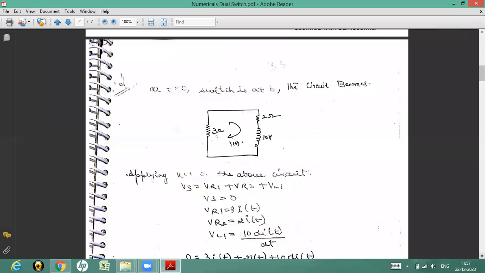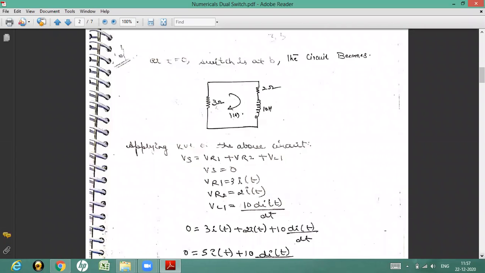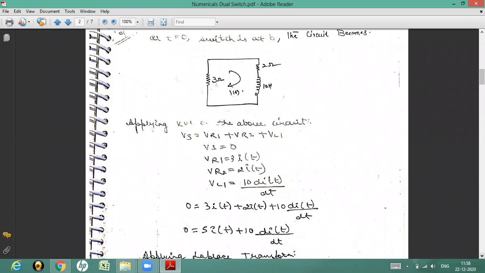Similarly, VR2 becomes 2 i(t), and VL1 is equal to L di/dt, that is 10 di/dt. I can substitute these values in the above equation. It becomes 0 equals 3 i(t) plus 2 i(t) plus 10 di/dt. When I add, the equation becomes 0 equals 5 i(t) plus 10 di/dt. Up to this stage, if anybody has any doubt, he or she can ask me, otherwise I will continue.